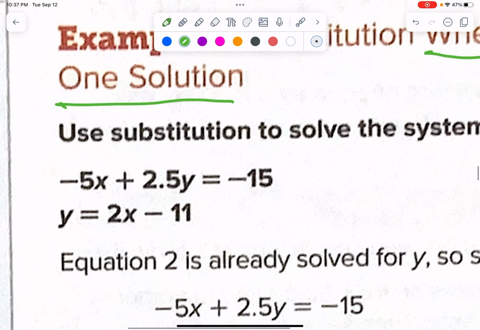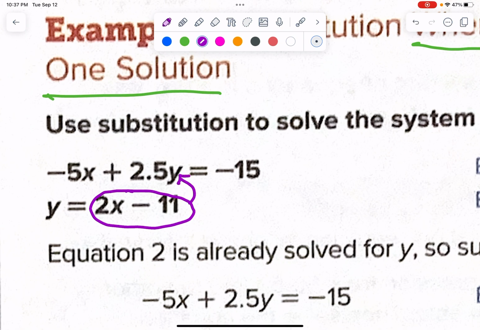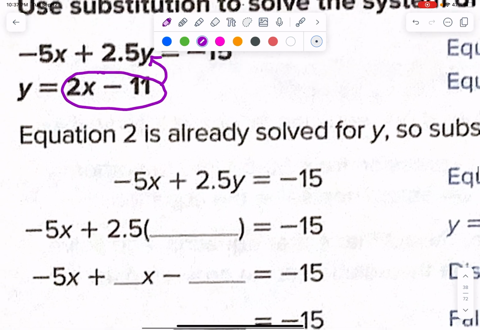In this problem, our variables are x and y, okay? And the really nice thing is that our y is already solved for in the second equation. So all I have to do is take this expression and substitute it in for y there. That's what they've done here, so I'm going to use their work.